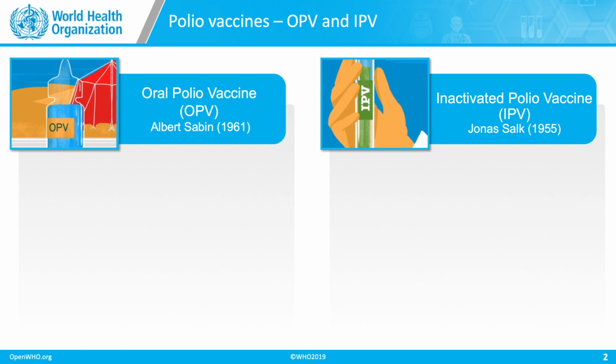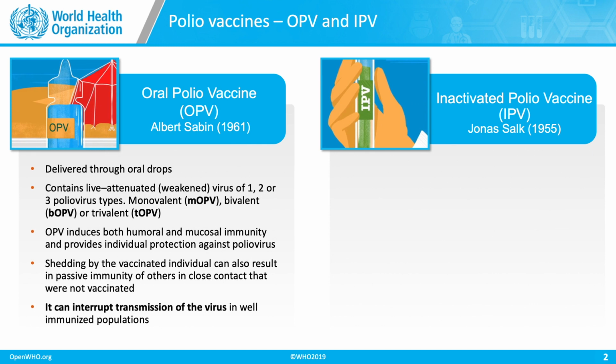There are two types of vaccine. The inactivated polio vaccine, IPV, developed by Jonas Salk in 1955, and the oral polio vaccine, OPV, developed by Albert Sabin in 1961. Both vaccines are still used today and both are critical for polio eradication. We'll go through the advantages and disadvantages of both vaccines now.